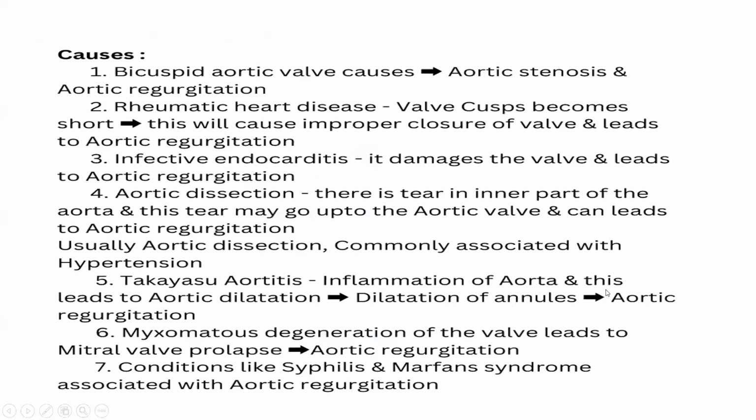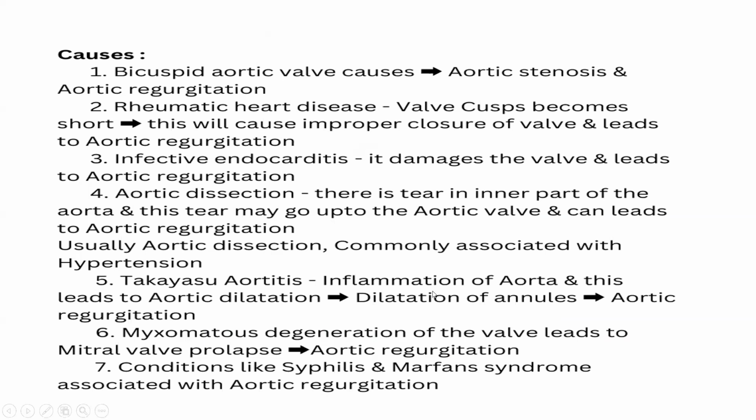So we need to understand the causes. Bicuspid aortic valve can lead to aortic stenosis and also aortic regurgitation. In rheumatic heart disease, the valve cusps become very short. This will cause improper closure of the valve and lead to aortic regurgitation. If the valve cusps become short, they won't be able to close properly, leading to regurgitation. Infective endocarditis damages the valve and leads to aortic regurgitation.